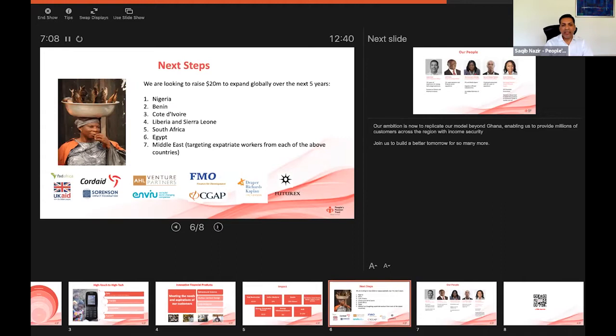Some of our current investors have been FSDAI through DFID, Cordate, Sorensen Impact Foundation, AHL, NBU was one of our founding organizations. The FMO, the Dutch Development Bank, has been involved with us with giving us grant money and helping us with other research. CGAP has also been very helpful from the World Bank in helping us conduct research into customer engagement. And our latest investor is the DRK Foundation.